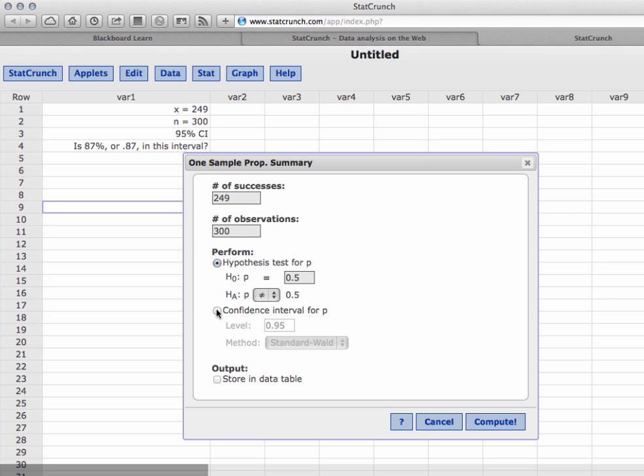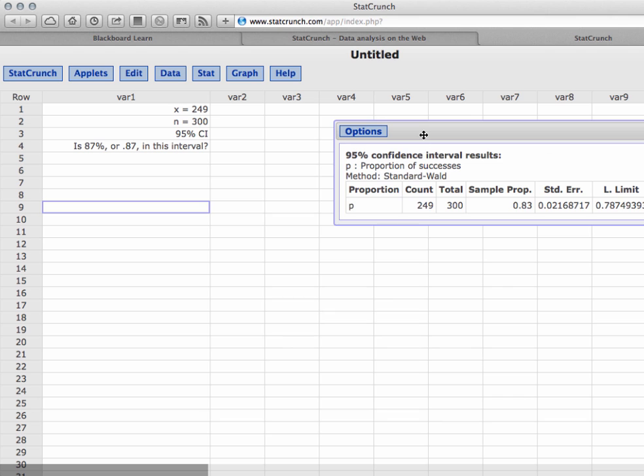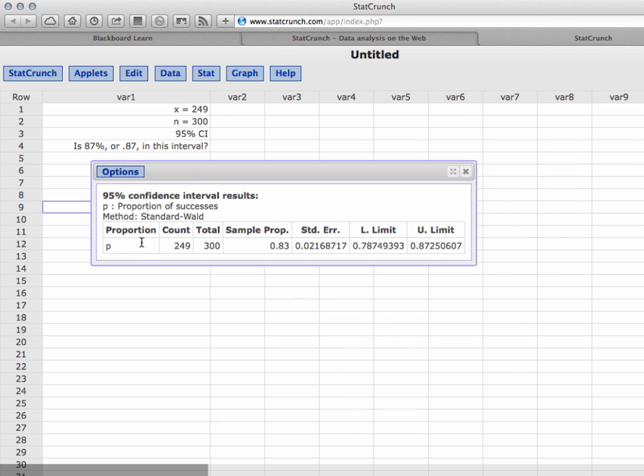We are creating a confidence interval. We are not performing a hypothesis test, although we'll get there. We are looking at a confidence level of 0.95. Don't need to worry about the method here. And then hit compute. And you're going to get some information here.